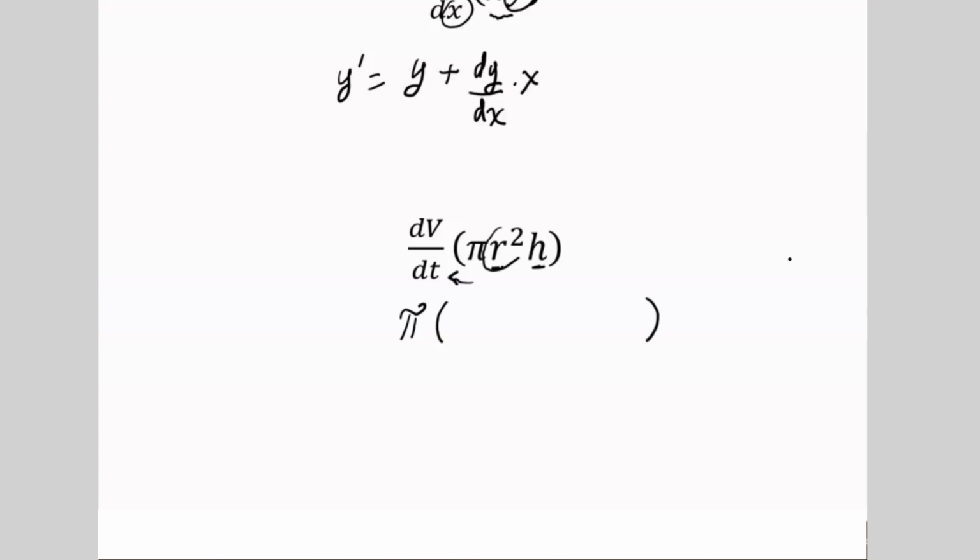So the derivative of r squared with respect to t would be the derivative of r squared with respect to itself, so 2r, times, it would be implicit because the t and the r don't match up, dr/dt, times the h, plus the derivative of h with respect to t, which is the derivative of h with respect to itself, 1, times dh/dt, times r squared. So that would be dV/dt using the product rule with implicit differentiation.